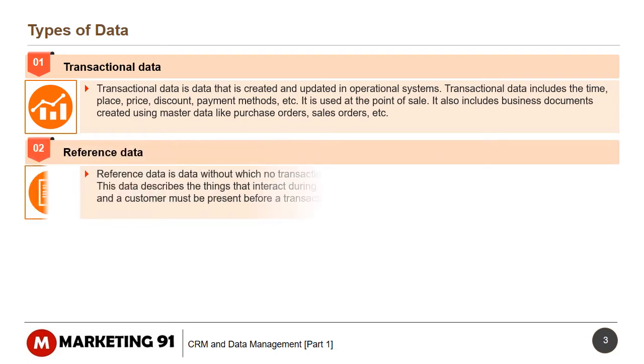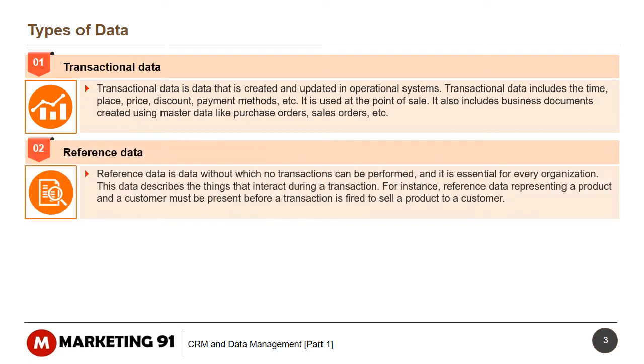Reference data. Reference data is data without which no transactions can be performed, and it is essential for every organization. This data describes the things that interact during a transaction. For instance, reference data representing a product and a customer must be present before a transaction is fired to sell a product to a customer.